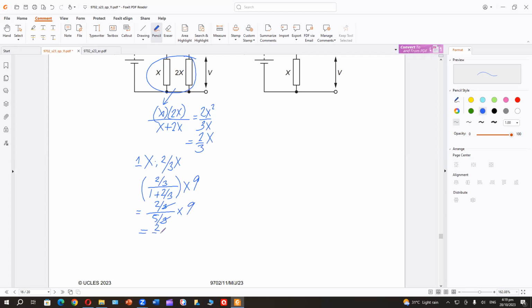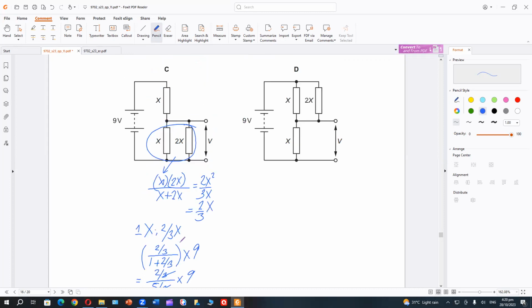It will be 4. Oh, I'm not getting 4. Sorry, 3.6. Okay, so I get here 3.6 volt. Now here they are in parallel. So 3/5 will be now the above one, 2/3 will go up.